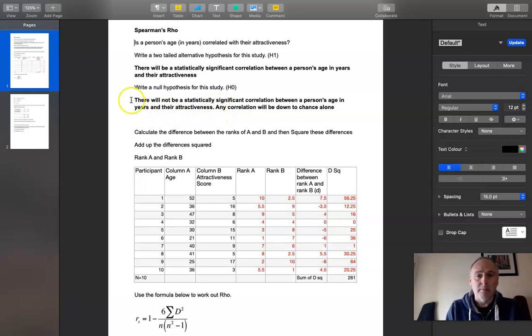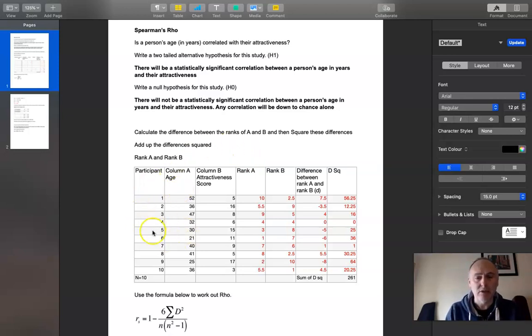So let's look at the null hypothesis. We've already done the alternative one. We've said here there will not be a statistically significant correlation between a person's age in years and their attractiveness, and any correlation will be down to chance alone. So what we're hoping for is, after doing all this, that we're going to be able to accept this one here, and reject this one. But you know, that's not how psychology works sometimes. So let's see what happens.